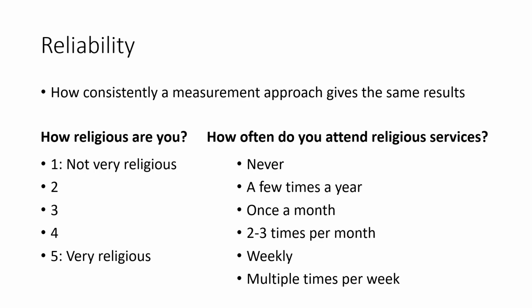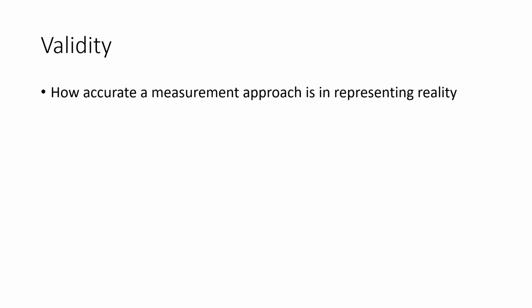We could instead ask them how often they attend religious services. There's a much clearer difference between once a month and once a week. Often, we can increase reliability by aiming to be more precise in our questions. Now, that's not always the case, and your book gives further examples.